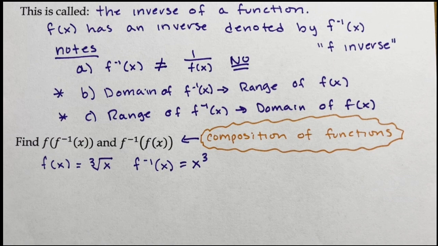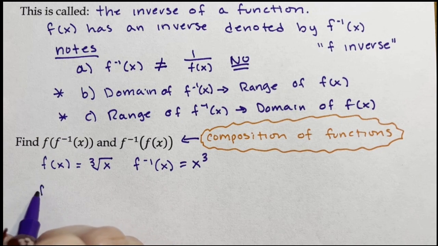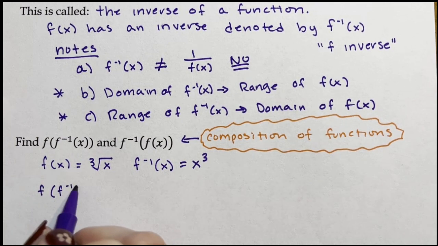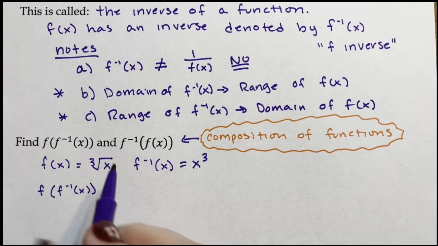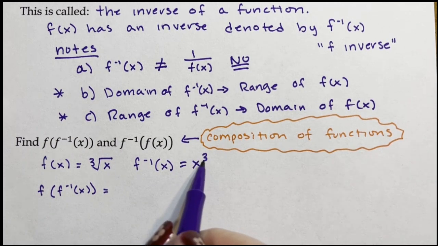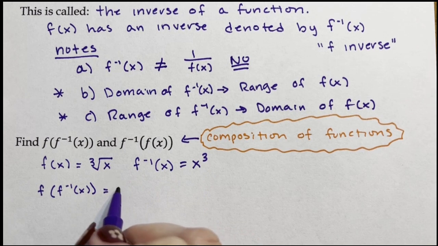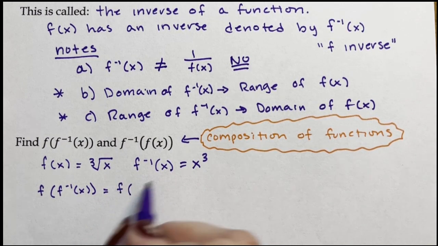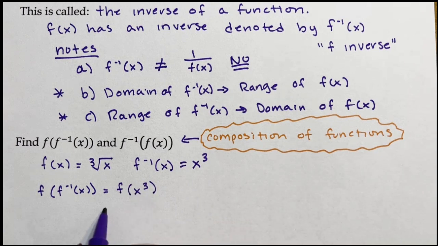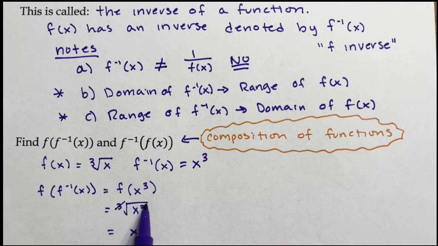And so what I want to do is find the composition of these functions and see what happens. So if I find f of f inverse of x, in other words, I want to put this x cubed into the x of this. So I want to find f of x cubed. So I want to find the cubed root of x cubed. That's going to equal x, because they undo each other. As it goes, they are inverses.